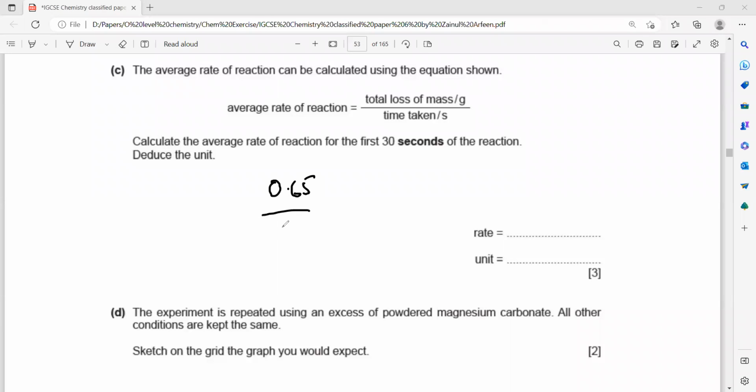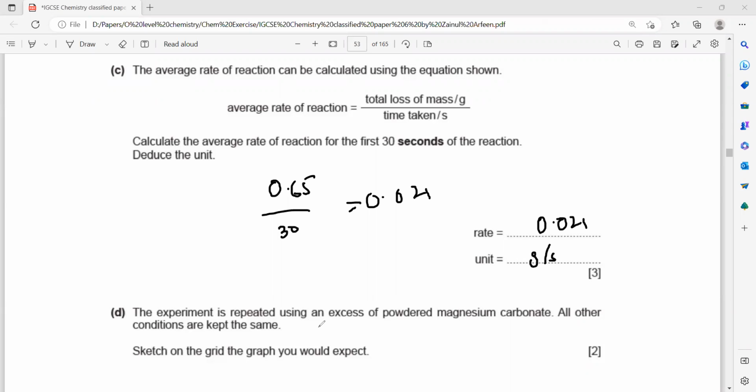You have to show this on your graph as well. The answer is 0.021, so we write 0.021 and the unit. The unit of mass is gram and the unit of time is second, so it is gram per second. If the time interval was in minutes, it would be gram per minute, but as it is in seconds, it is gram per second.